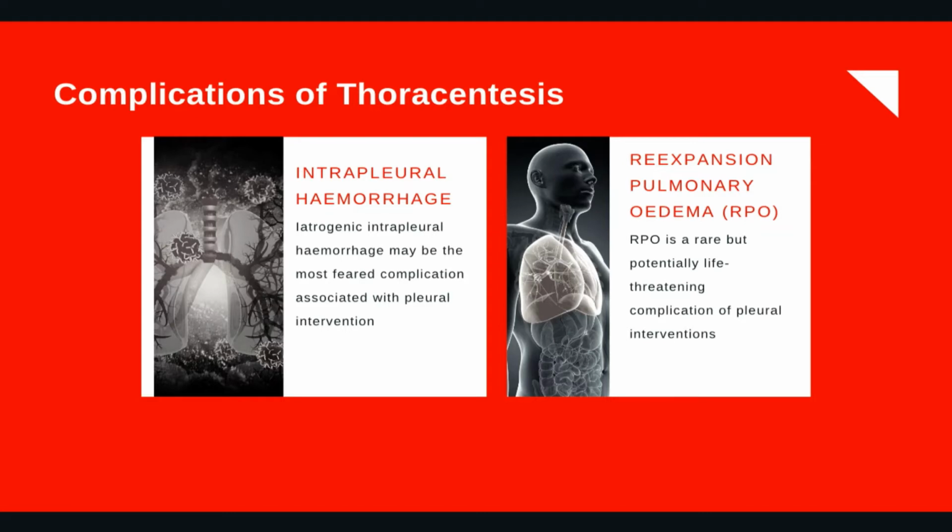The fourth complication is re-expansion pulmonary edema. RPE is a rare but potentially life-threatening complication of pleural interventions that can develop in the re-expanding lung following drainage of effusions or pneumothorax. Symptoms include dyspnea, cough, chest pain, and hypoxemia, with evidence of diffuse alveolar infiltrates on chest X-ray post-drainage. These usually develop within 1 to 2 hours but may be delayed for as long as 2 days.